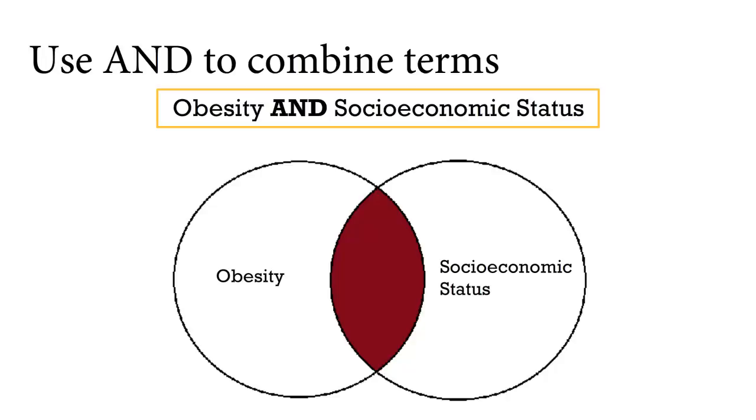If we combine our two search terms, obesity and socioeconomic status, with AND, we end up with a set of results that have to include both of our concepts, represented in this diagram as the very center portion where both concepts overlap. Most databases and indexes, including search engines like Google, automatically AND all of your search terms together.